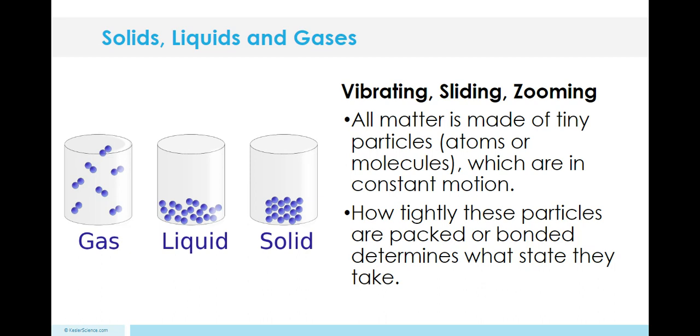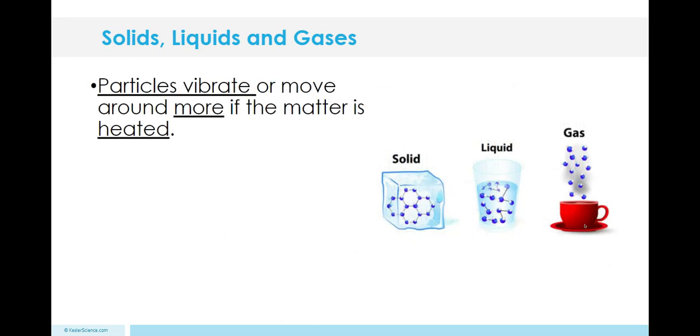All matter is made of tiny particles. We know this already. And those particles are in constant motion. How tightly packed these particles are determines how they move. Particles will vibrate or move more if the matter is heated. So think about if you have a boiling pot of water and we continue to add heat to it and that water begins to evaporate, those particles are going to move around a lot faster as a gas than they are as a liquid.